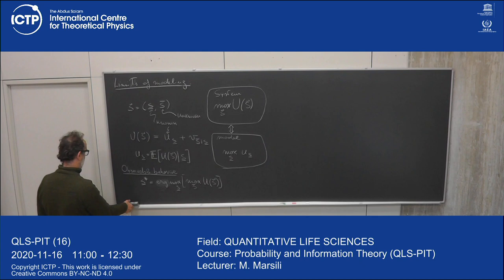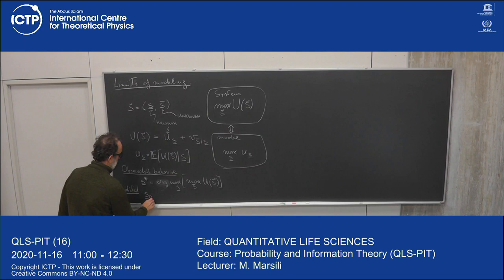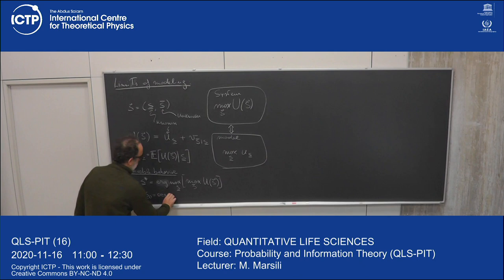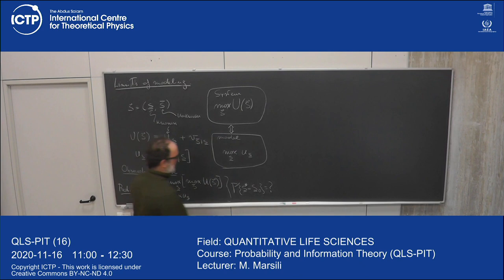So this is the observable behavior. What is the predicted behavior? I will call it S hat, is just the argmax, is what maximizes the known part of this function, okay? So the real question that I'm going to ask is, what is the probability that the actual behavior is equal to the predicted one, okay? So this is the main question that we will deal with.